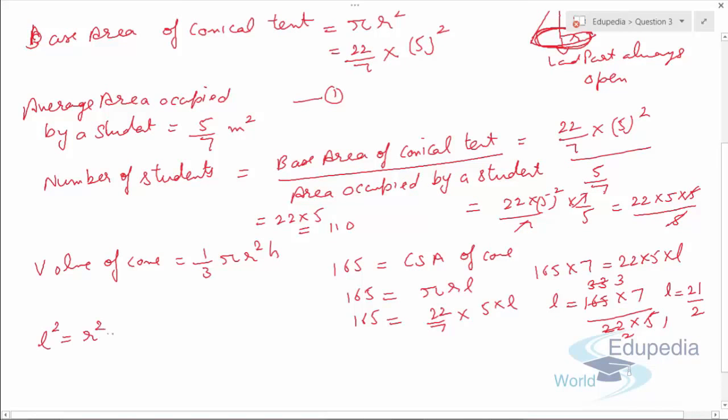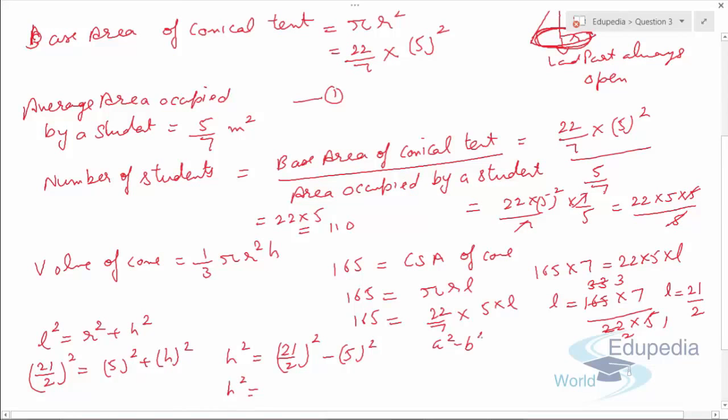Now we can use Pythagoras theorem to find the height. So we can say L square equals to R square plus H square. So we have L square as 21 by 2 square, radius is 5 square plus H square, right? So H square comes out to be 21 by 2 square minus 5 square, right? Now we can apply the identity over here, a square minus b square equals to a minus b into a plus b. So we can write 21 by 2 minus 5 times 21 by 2 plus 5, right? So h square comes out to be, when you solve this, 11 times 31 upon 2 times 2. So we have h square, right?